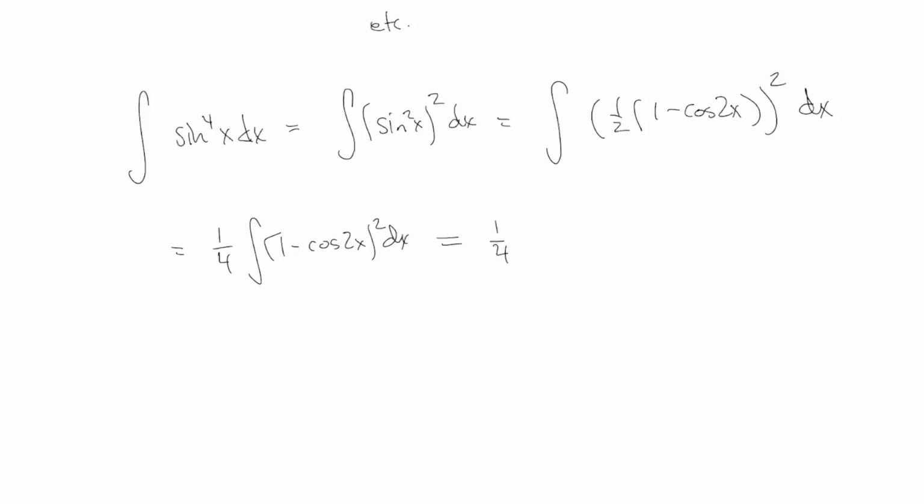So this is 1/4 here, integral of 1 minus, the middle term will be minus 2 cos 2x, and the end term will be plus cosine squared 2x.